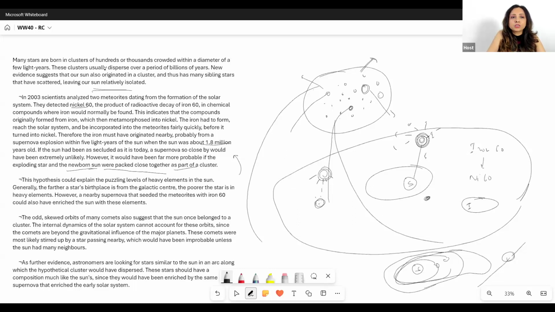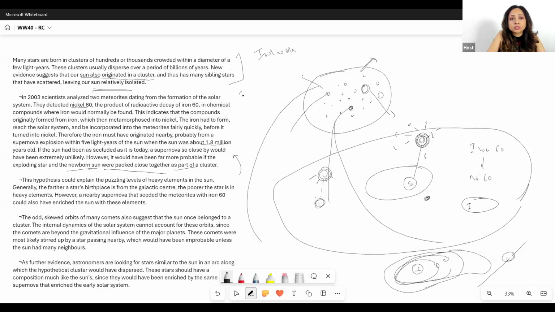So quickly, here, what is he doing? He is introducing the topic. What is the topic? That our sun also originated in a cluster, right? This is what he's going to talk about.